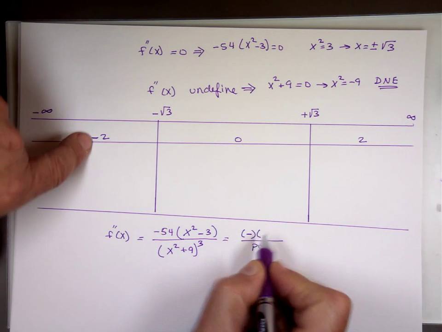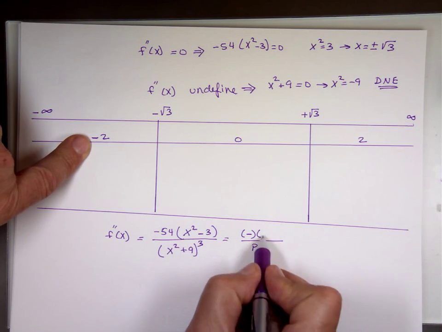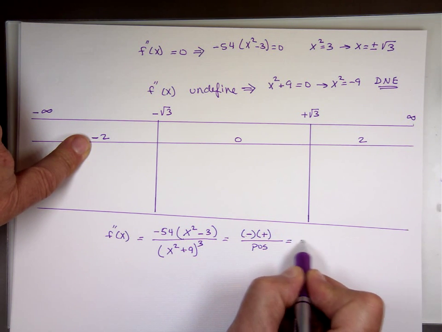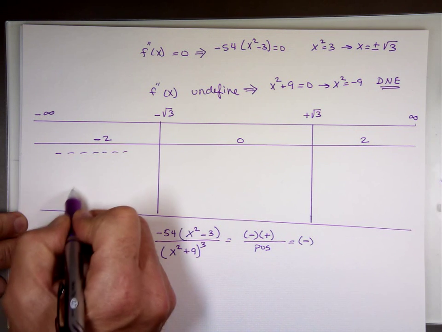When I use the negative 2, what's negative 2 when you square it? Positive 4 minus 3, that's a positive. Negative times positive over positive, that's what? Negative. Concave downward.